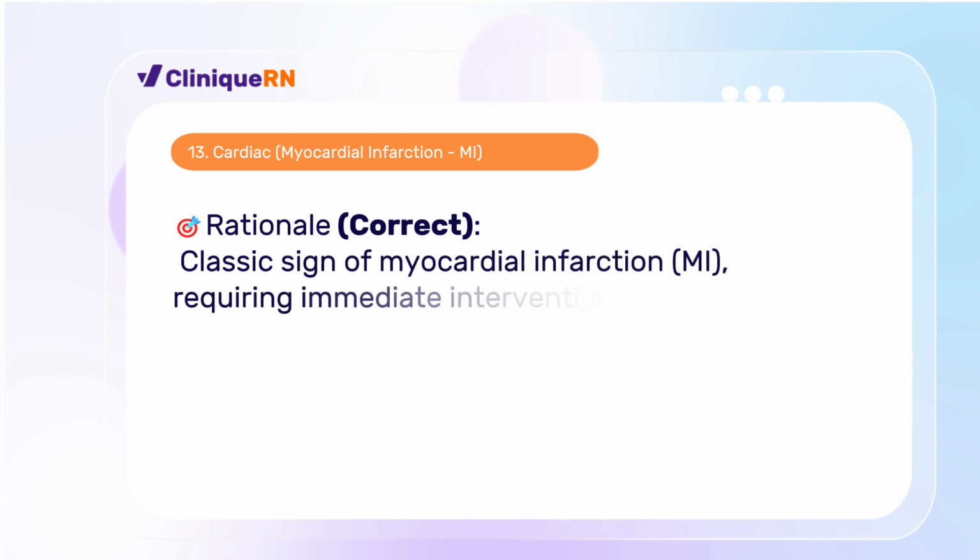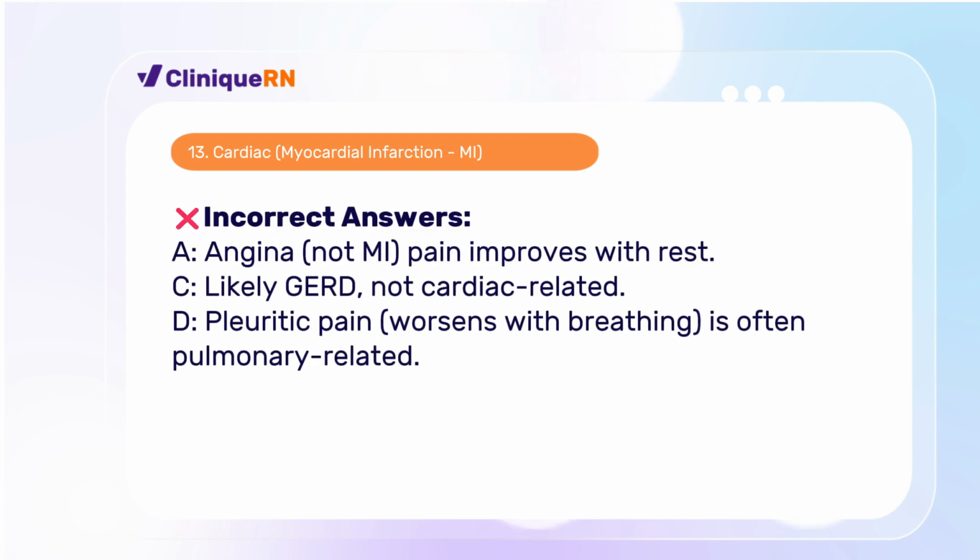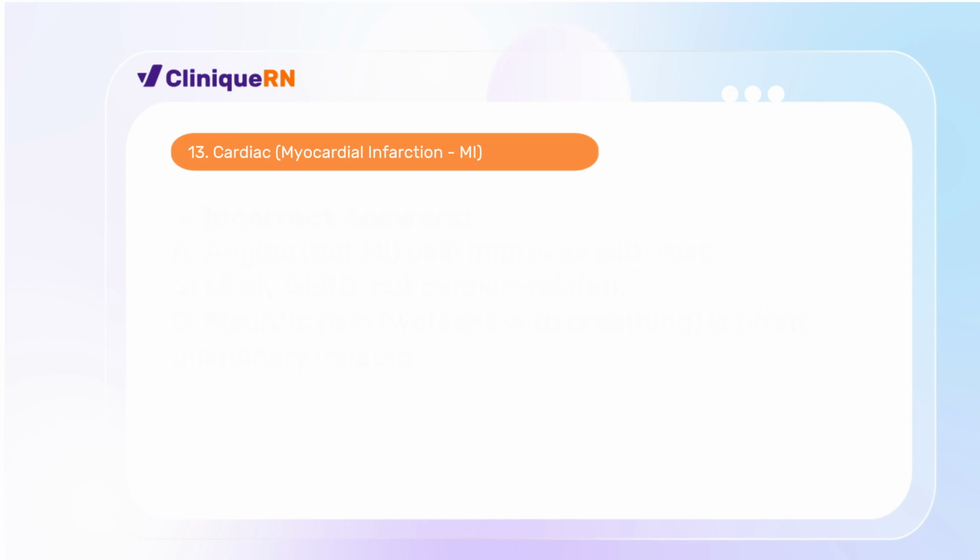Rationale. Correct. Classic sign of myocardial infarction, MI, requiring immediate intervention. Incorrect. A. Angina, not MI pain, improves with rest. C. Likely GERD, not cardiac related. D. Pleuritic pain, worsens with breathing, is often pulmonary related.